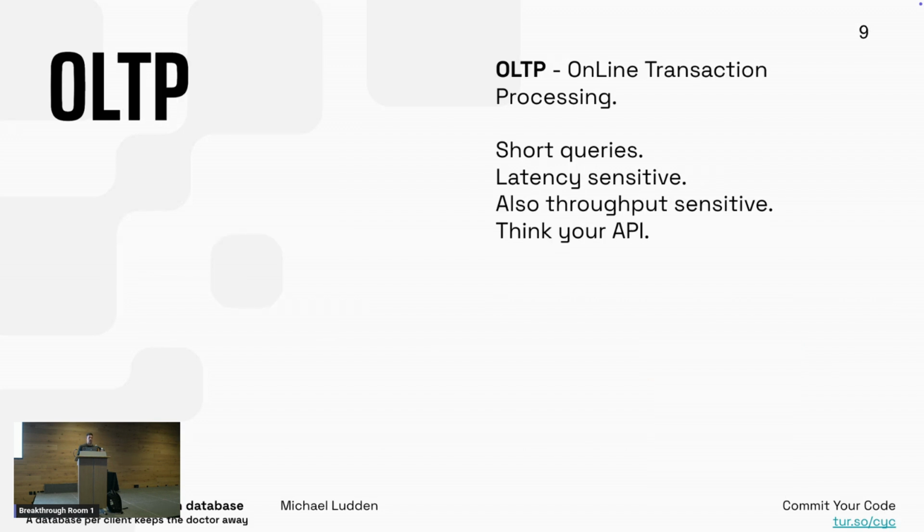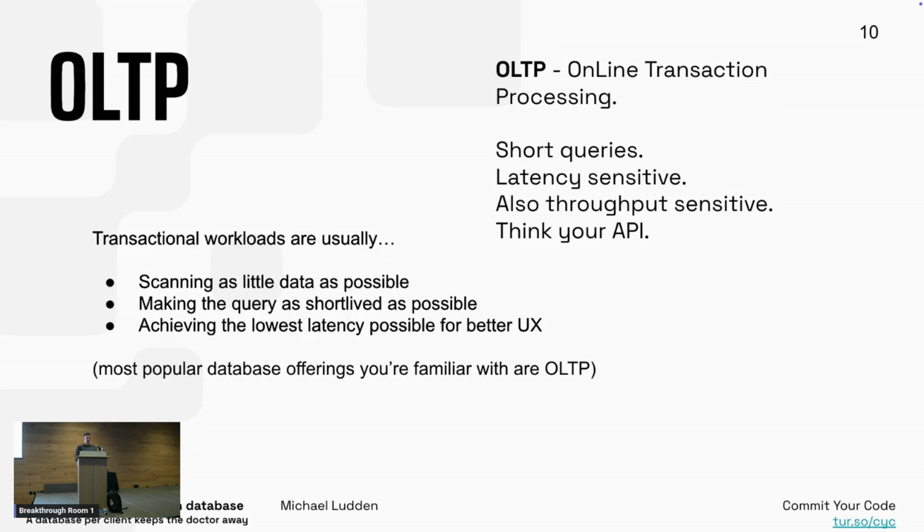We do OLTP, online transaction processing. So this is shorter queries. Latency is kind of the whole deal. How fast can we return the result to you? It is also throughput sensitive. And just think about using it via API. That's how a lot of people commonly consume it. Essentially, it's for transactional workloads where you're trying to scan as little data as possible. You're making the query as short-lived as possible, and you're achieving the lowest latency possible for better user experience to your end users. Most popular database offerings you're familiar with are OLTP.